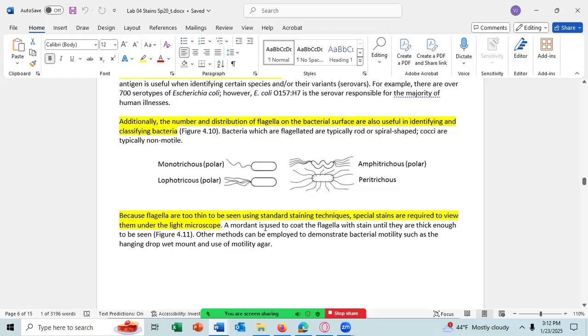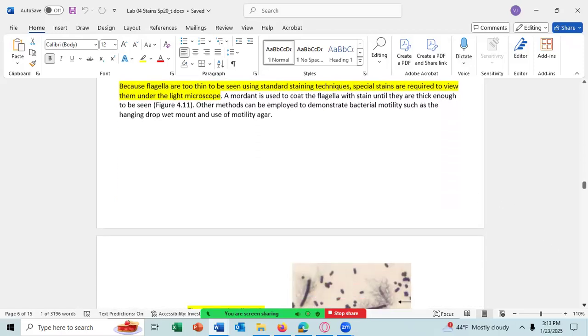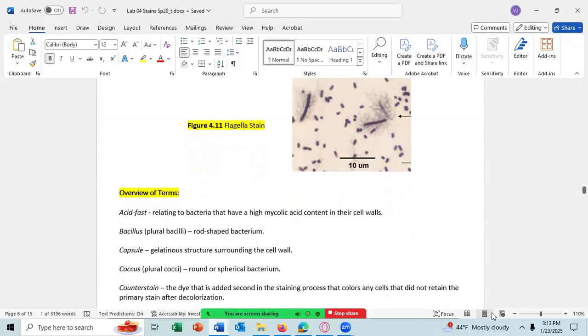Flagella are too thin to be seen using standard staining techniques, so special stains are required to view them under the microscope. And many of the special stains, what they do is you apply it more than once, and it puts on layers on the flagella, so layer upon layer. And then when you view the cell under the microscope, you can actually see the flagella because it has so many layers coating the flagella. And here we see the flagella stain.